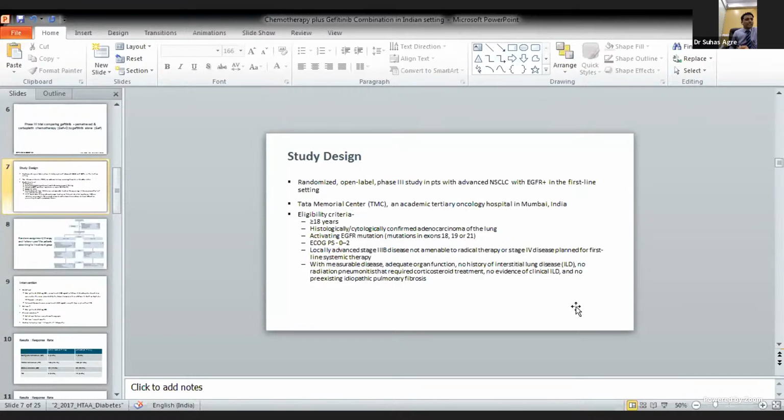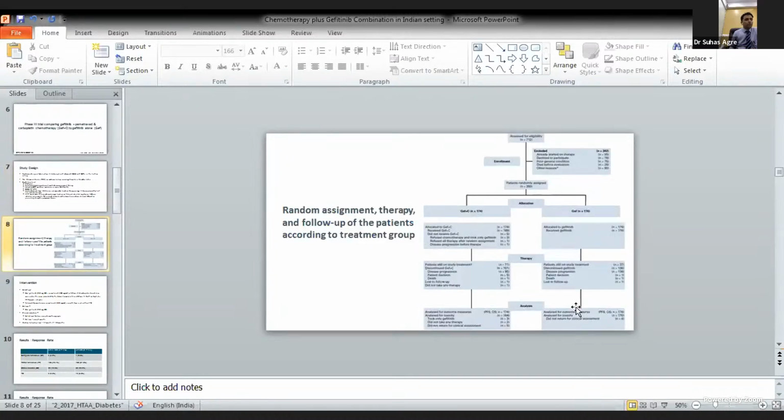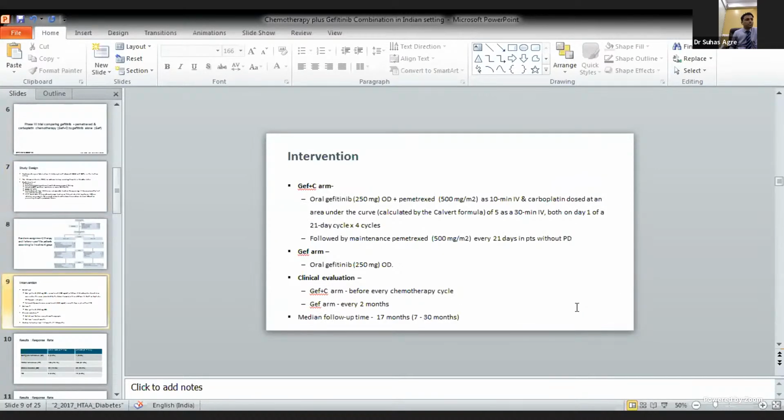So the eligibility criteria had the EGFR mutation, different EGFR mutations, even including some of the uncommon ones, including 18 as well. Along with those, disease like stage 3B, which is not amenable to radical treatment, or stage 4, and patients having good performance status. So this was the schema.